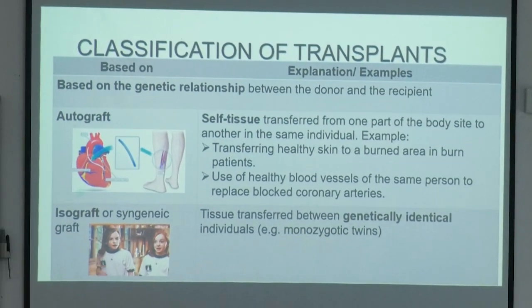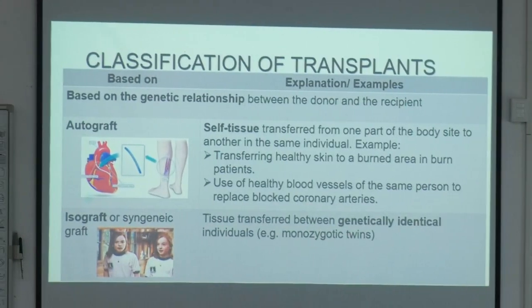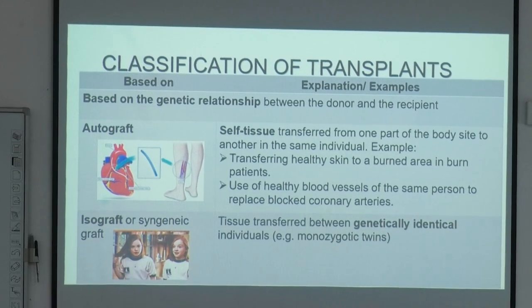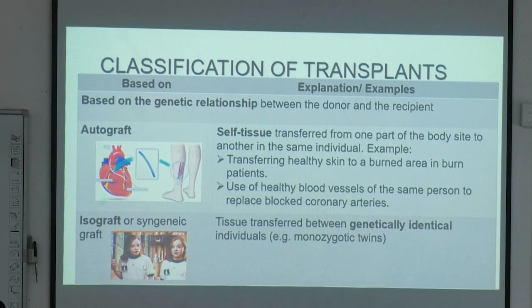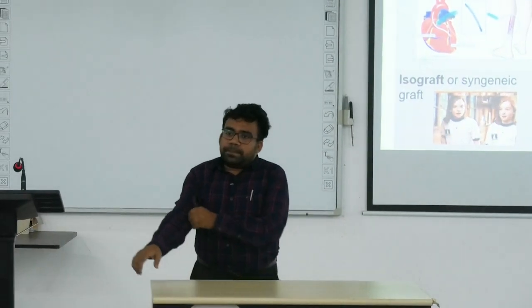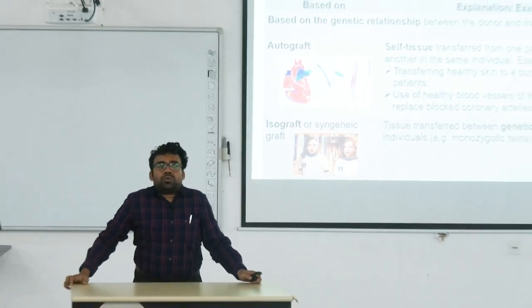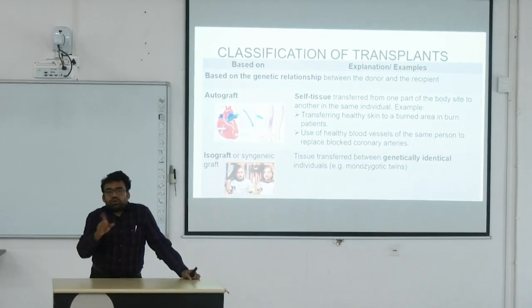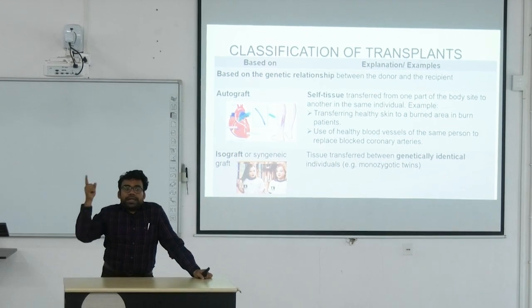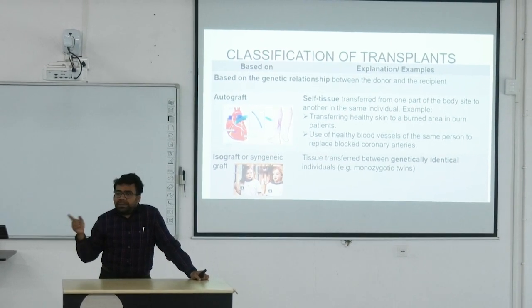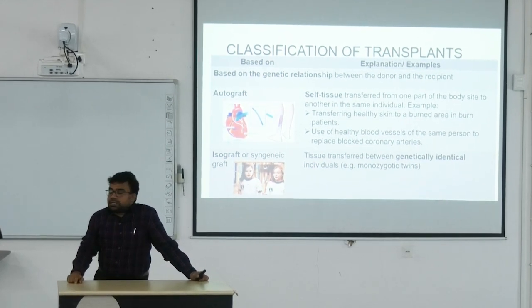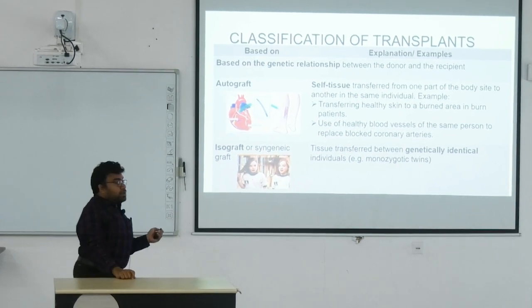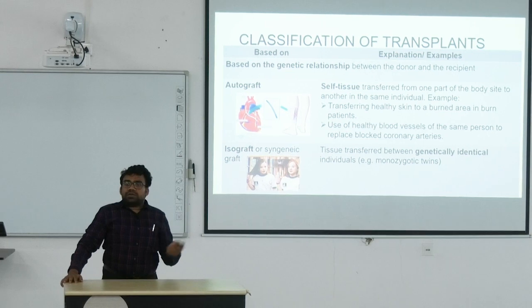Another important one: these were the anatomical and physiological aspects of classification, but the most important is the genetic aspect of transplant. First is the autograft. What is auto? Auto means self. You have heard cars being called automobiles, they are self-mobile. So autograft means self-grafting. For example, a skin graft taken from a patient from one side of the body and grafted to the other side. Similarly, in this diagram I have given an example where the saphenous vein is taken for CABG.